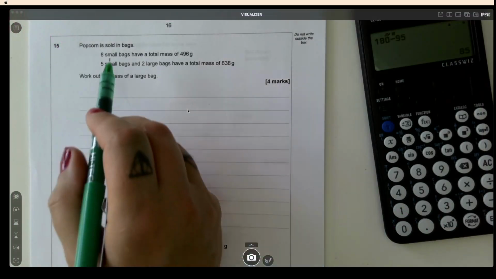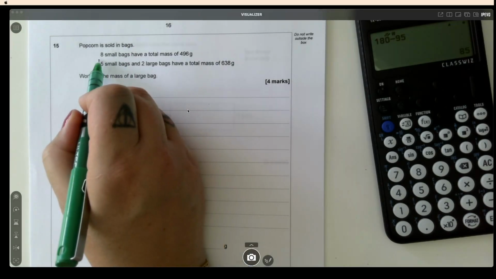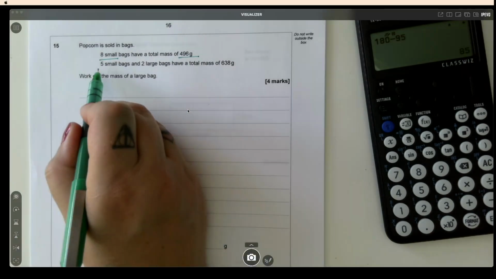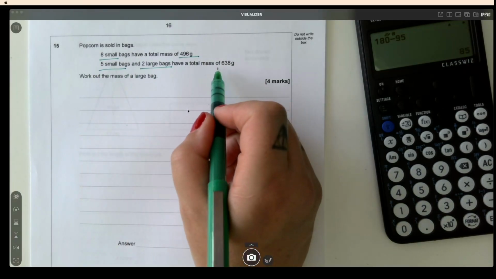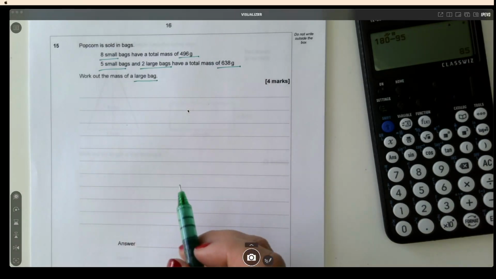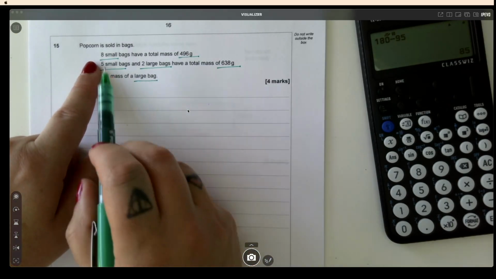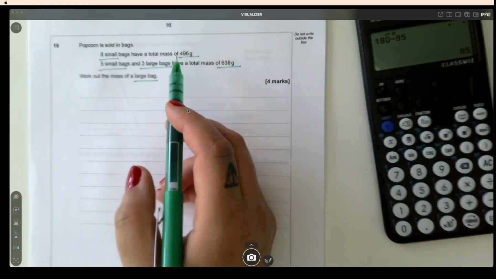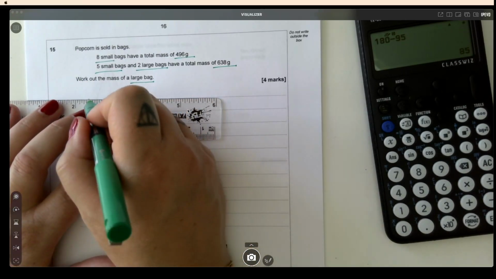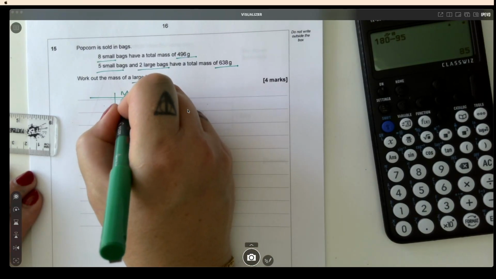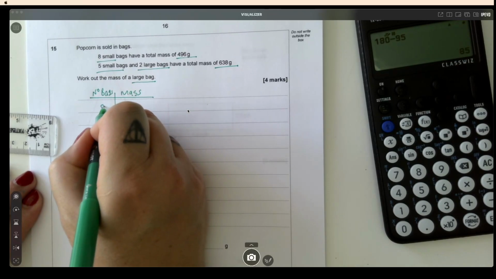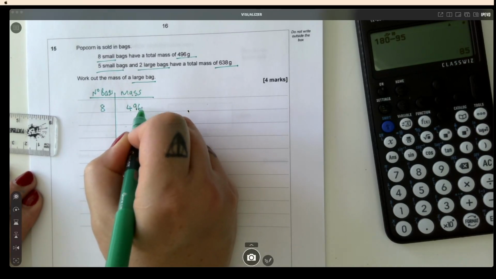Question 15. Popcorn is sold in bags. 8 small bags have a total mass of 496 grams. 5 small bags and 2 large bags have a total mass of 638 grams. Work out the mass of a large bag. Okay, so I've been given some information about small bags, so I'm going to use a proportion table, which I've used before in previous videos. So this is mass and then number of bags. So 8 bags have a mass of 496 grams.